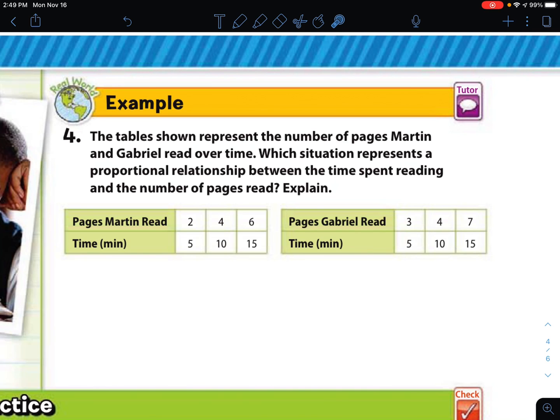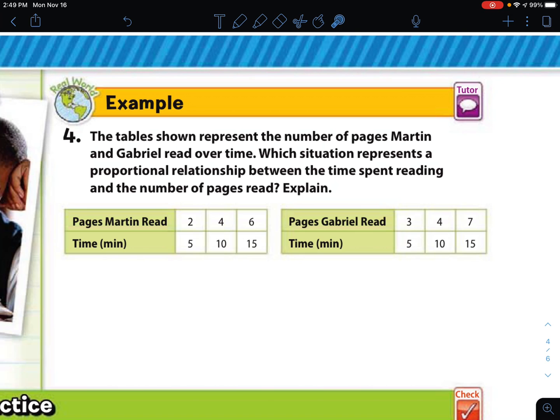We have the pages that Martin read and the time, the pages that Gabriel read and the time. So Martin read 2 pages, and it took him 5 minutes to read the 2 pages. And when he read 4 pages, it took him 10 minutes. When he read 6 pages, it took him 15 minutes. Gabriel, on the other hand, read 3 pages, took him 5 minutes, 4 pages for 10 minutes, and 7 pages for 15 minutes.